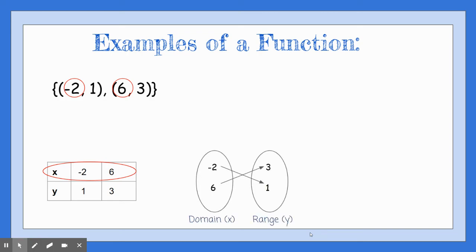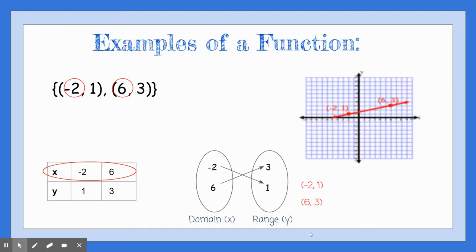This is an example of what the mapping diagram would look like. The circle or the oval on the left will be our domain values or our x values. The circle or the oval on the right would be our range or our y values. And when we're listing our coordinates from this, we follow the arrows. So the -2 is mapped to 1 and the 6 is mapped to 3, so those would be the coordinates. Now we could plot those 2 points on a graph and we can connect them with a line, and we could see that every point that would fall on that line would have a different domain value.